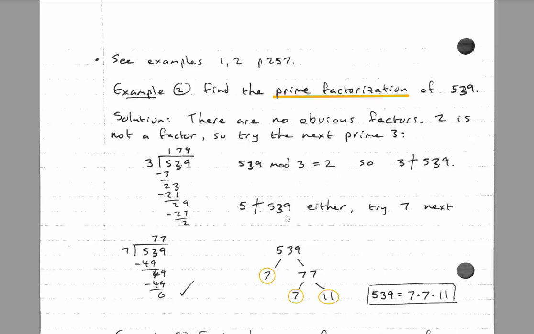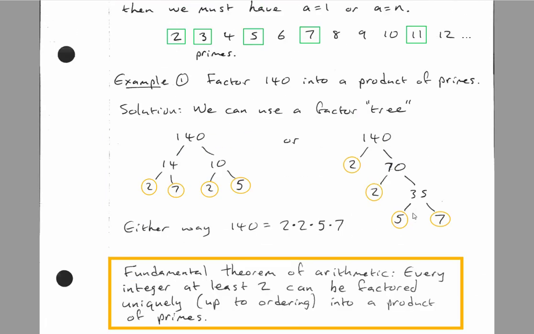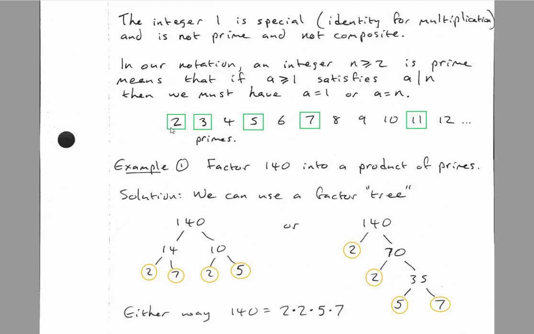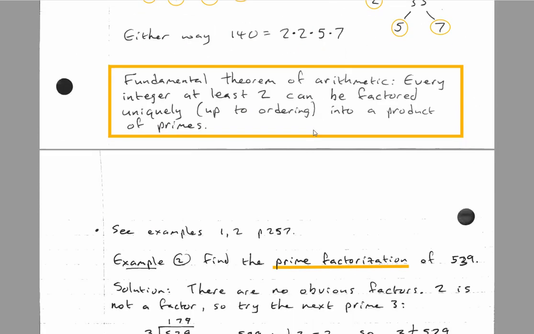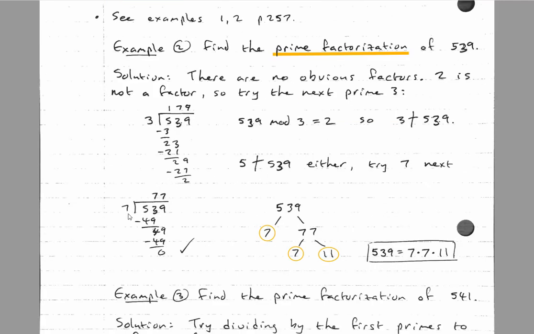Yeah, 5 doesn't work either. For 5 to divide a number, it has to end in a 0 or a 5. Okay, so we're kind of working our way through this list of primes. 2 is not a factor, 3 is not a factor, 5 is not a factor. Let's try 7 next. And thankfully 7 does work. So 539, it's 7 times 77, no remainder.